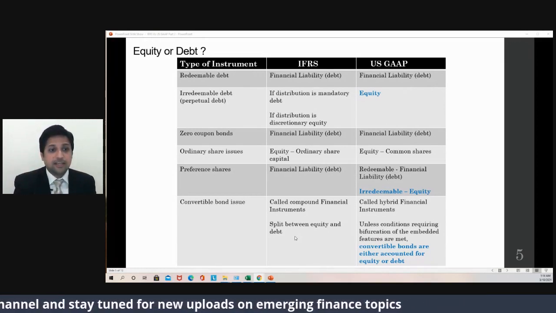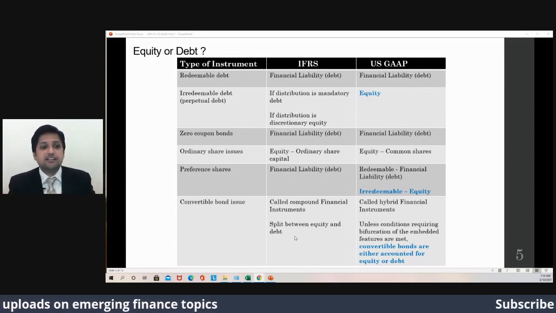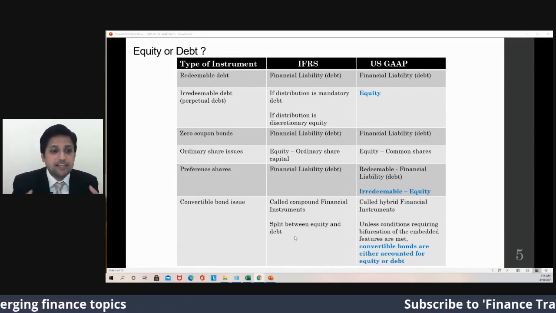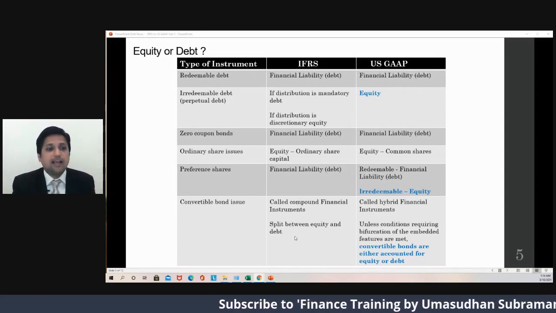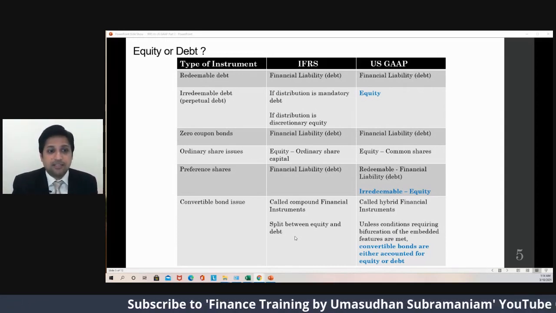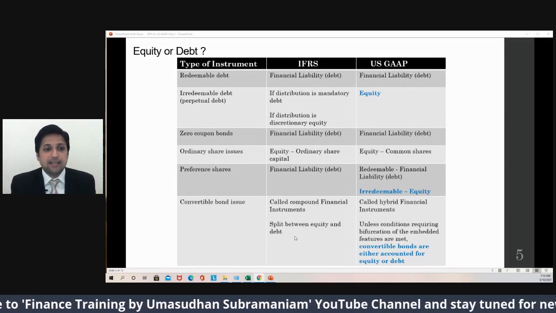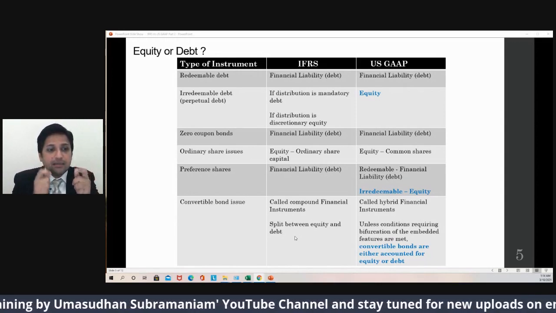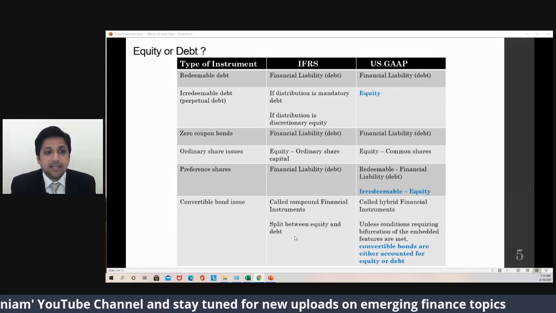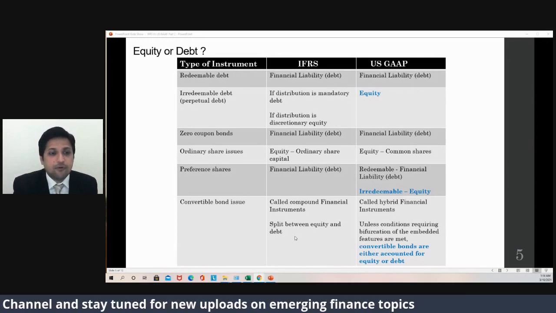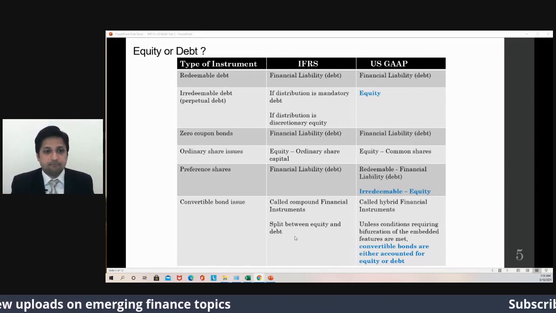So if you are looking at a perpetual debt with discretionary distribution of interest, that is going to be accounted for as an equity instrument. On the other hand, if you look at US GAAP, any type of irredeemable debt where there is no mandatory redemption is going to be accounted for as an equity instrument in US GAAP.